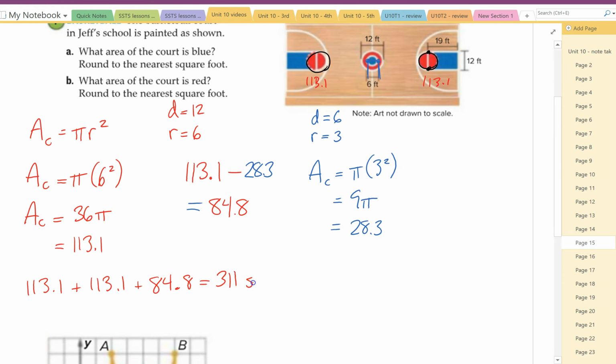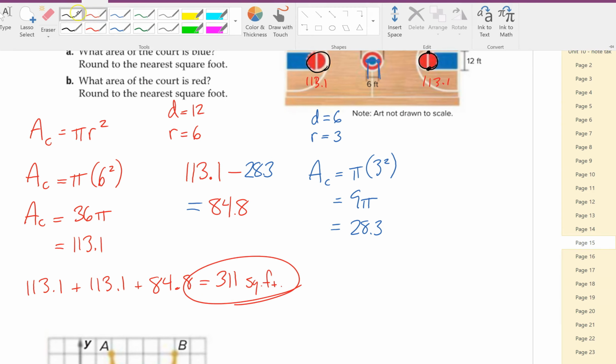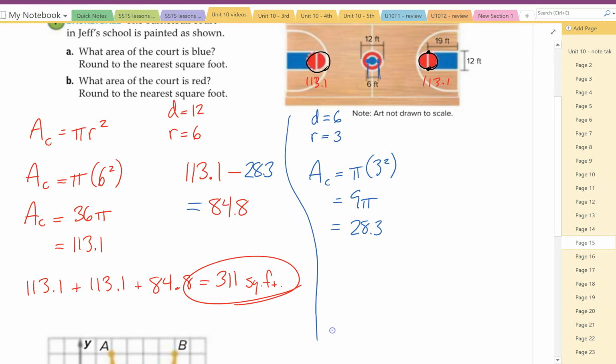311. That's the area of all the red on the basketball court. Now I need to finish up with the blue. So I already know part of the blue is this 28.3. That's this little circle inside of here. Now I need to know basically what the lane is on both sides.